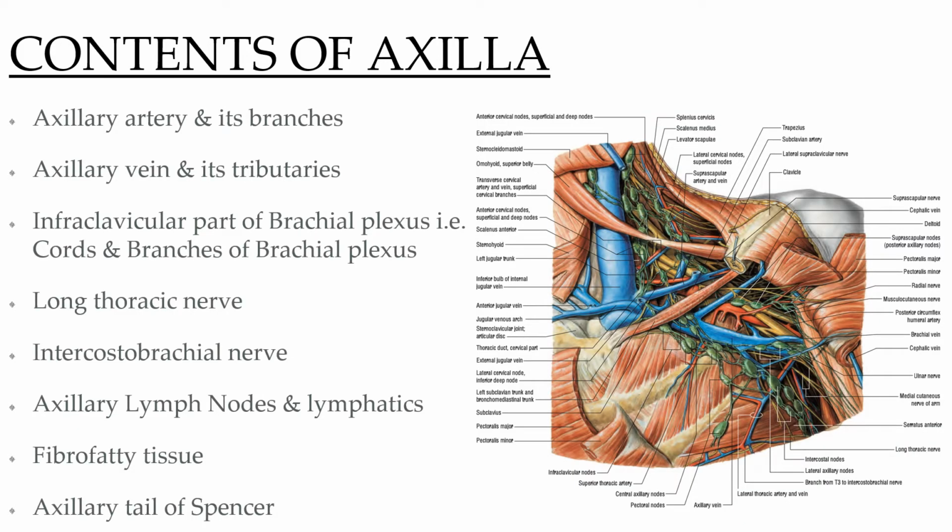Axilla consists of axillary artery and its branches, axillary vein and its tributaries, infraclavicular part of the brachial plexus, which means cords and branches of brachial plexus, long thoracic nerve, intercostobrachial nerve, axillary group of lymph nodes and lymphatics, fibrofatty tissue, and axillary tail of Spence.